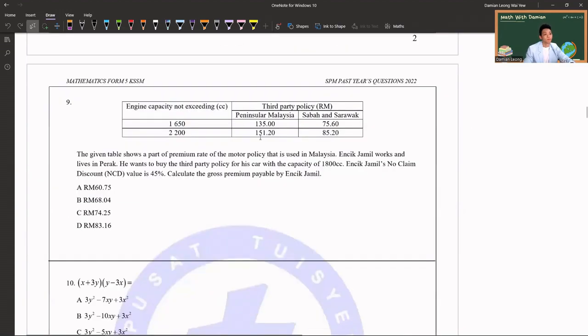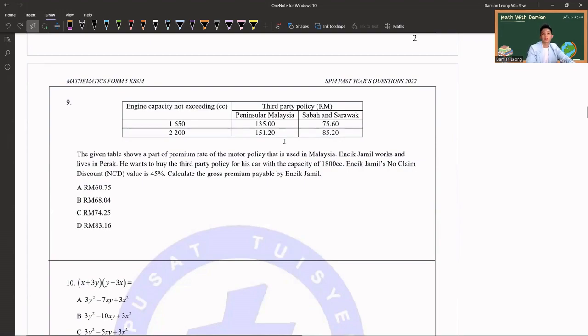Then, question 9. Here we have the table showing the premium rate for the motor policy used in Malaysia, motor insurance. So Encik Jamil works and lives in Perak, so Perak would be in Peninsular Malaysia. He wants to buy the third-party policy for his car with the capacity of 1,800 cc. So not exceeding 2,200, so it'll be this. Encik Jamil's no claim discount value is 45%.